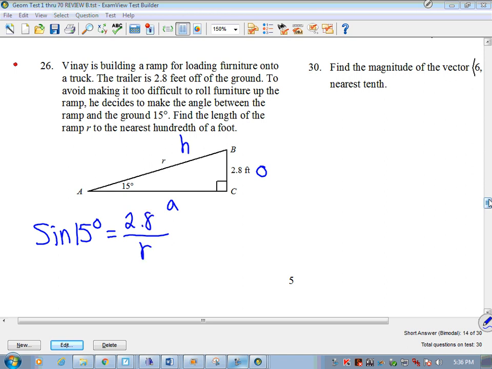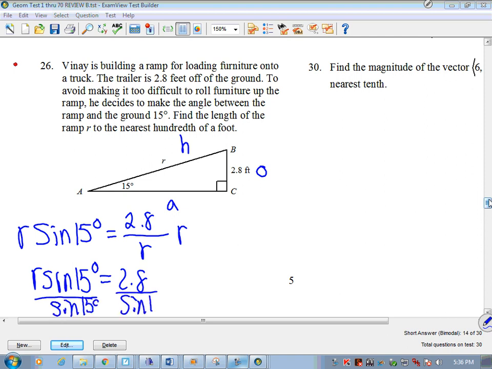I need to solve for r, so I'm going to multiply by r. That's going to give me r sine 15 equals 2.8. So I'll rewrite that so you can see it, r sine 15 degrees equals 2.8. In order to solve this, I need to divide by sine 15 degrees on both sides. Okay, so what's going to go in my calculator is 2.8 divided by sine 15 degrees. Again, make sure your calculator is in degree mode or it won't come out correctly.